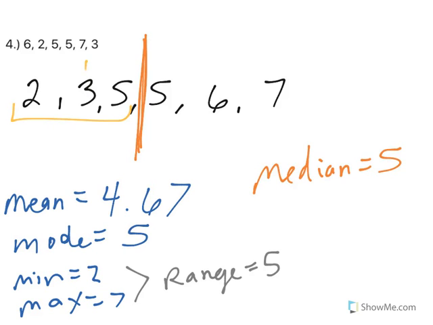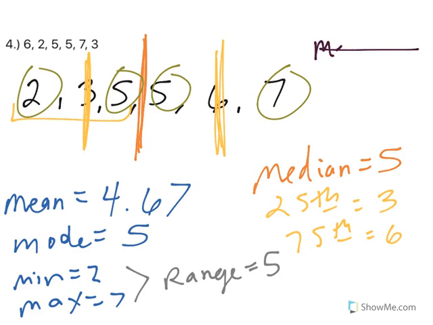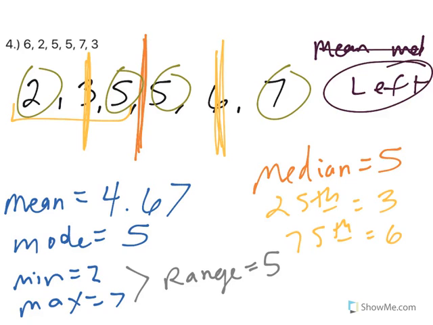When I look at the front half of my data, it cuts through the 3, so my 25th percentile is 3. On the upper half, my 75th cuts through the 6. You will see there's one data point between each vertical line. Now, if we look at a number line, my mean falls to the left of my median, so this data is skewed left.